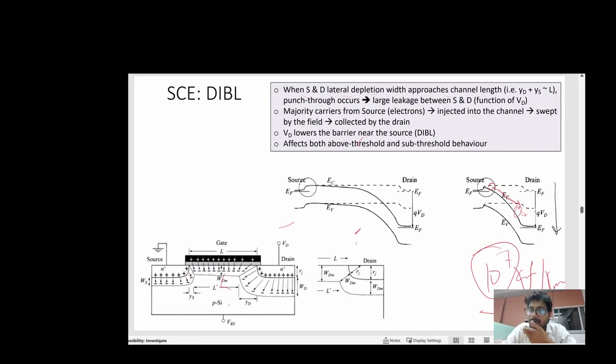Now there are atoms in this semiconductor. The electrons are moving too fast, so they will collide with these atoms. Because of the very high velocity, they will collide and knock off electrons from these atoms, so a greater number of electrons will be generated in this region.